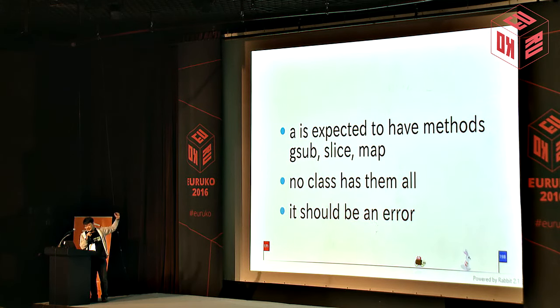Or assume the variable A is expected to have methods gsub and slice and map. So you find the code calls those three methods on the variable named A. But in the applications, no class has these three methods. That means it should be an error. So you can add that kind of ad hoc knowledge. You can detect more errors than the simple inference.